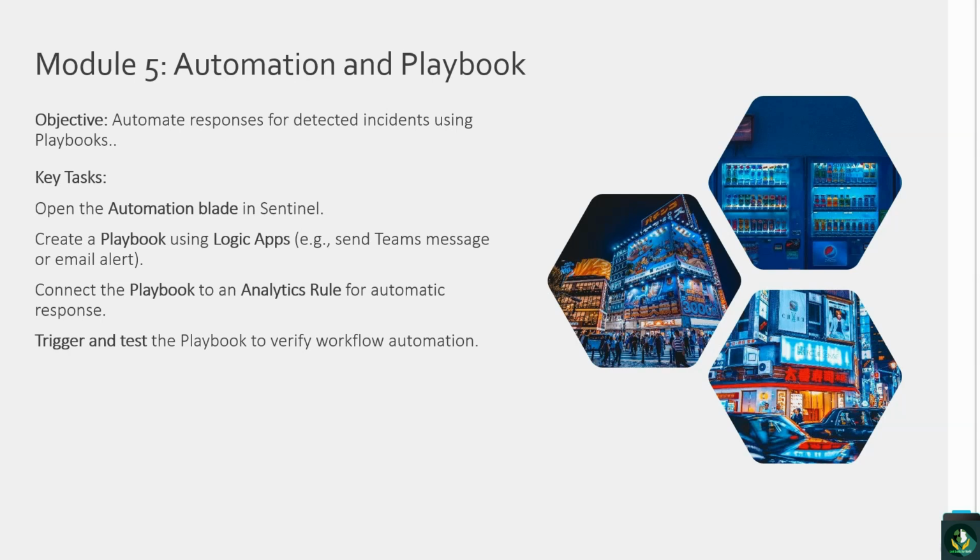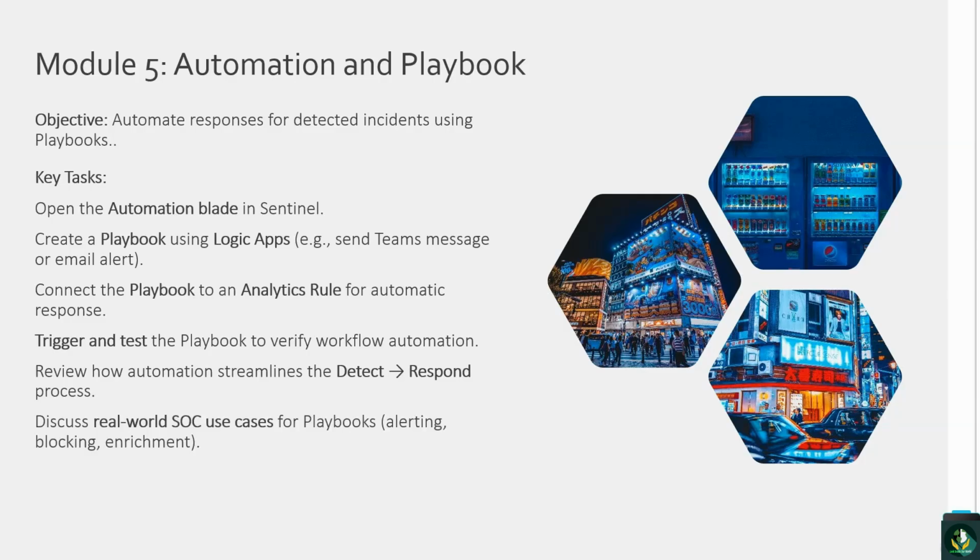Once connected, we will trigger and test the playbook. For instance, we can simulate a detection event and observe the playbook automatically sending notifications or performing actions. Testing is essential to ensure that automation works as expected and the alerts are handled correctly. Automation in Sentinel streamlines the detect-to-respond workflow. Instead of relying solely on manual intervention, incidents can now be acted upon automatically, allowing SOC analysts to focus on higher-level investigation and threat hunting.